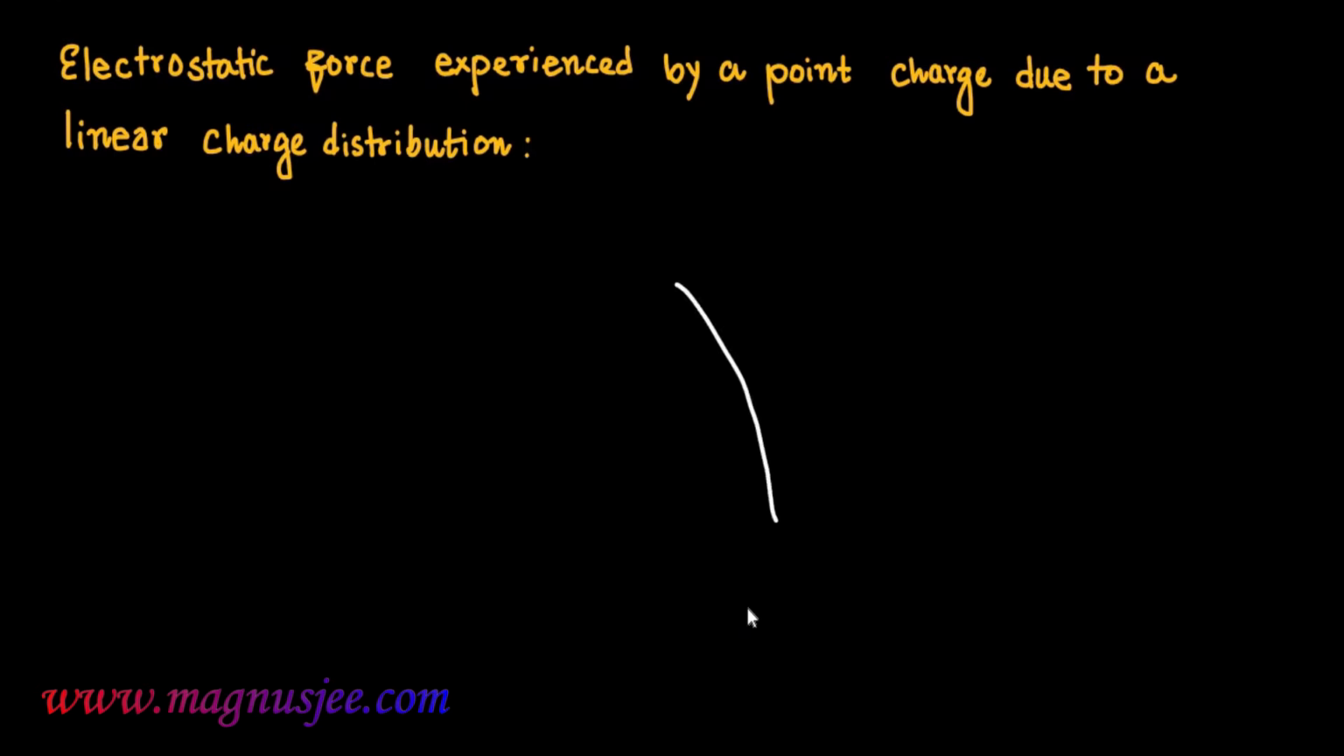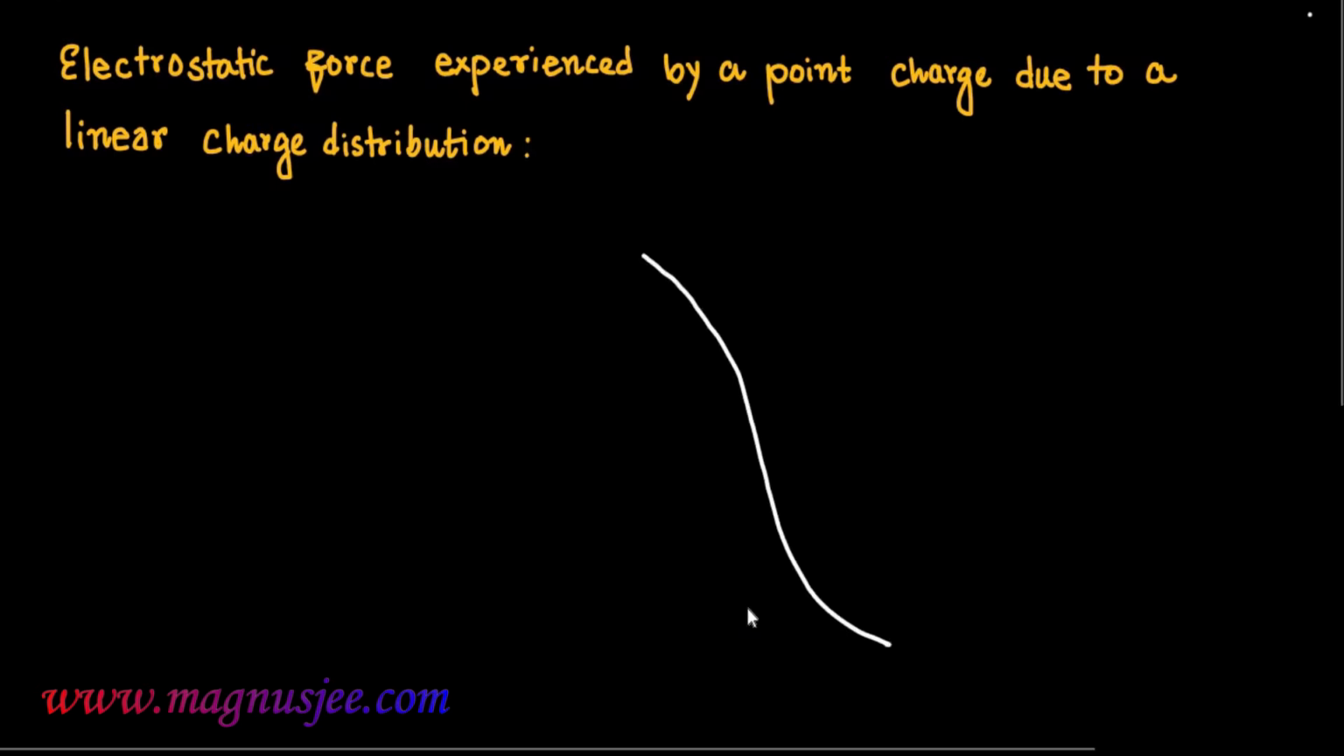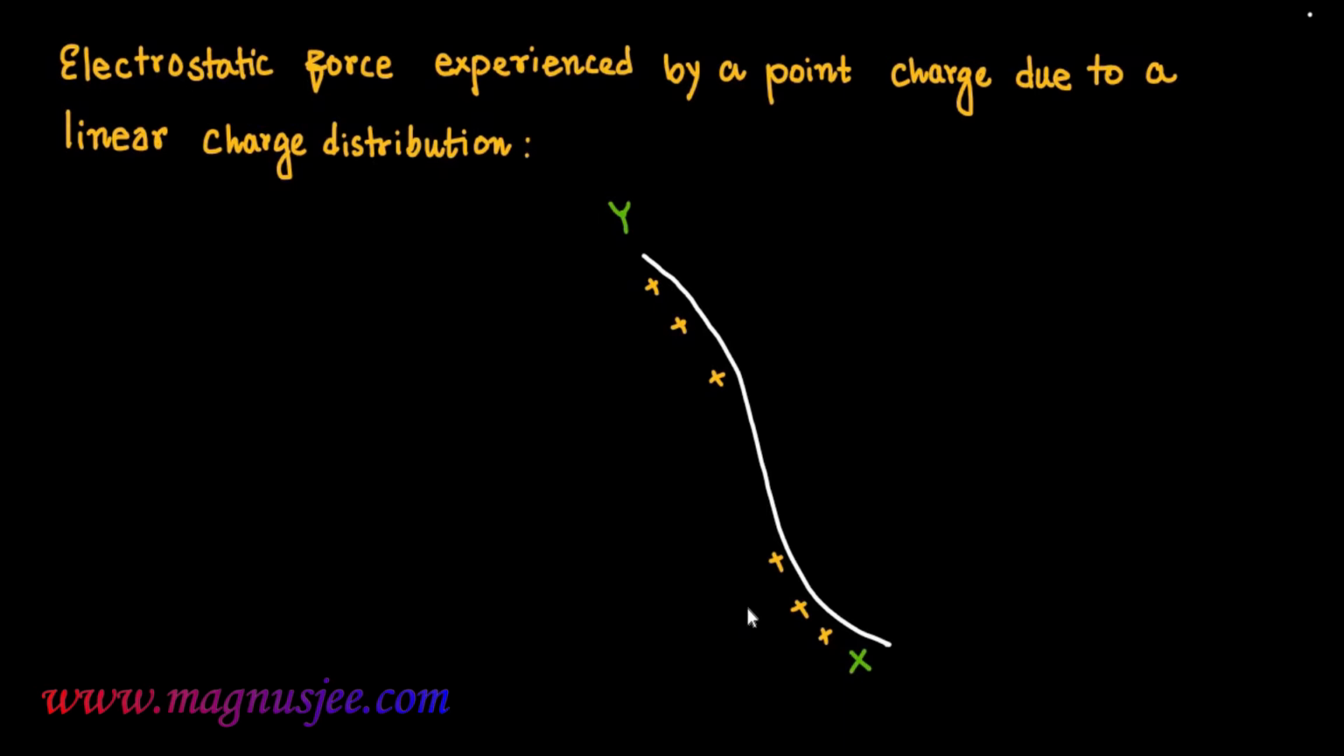In the diagram, this is a curved line xy. Let xy be the curved line along which positive charge is uniformly distributed.